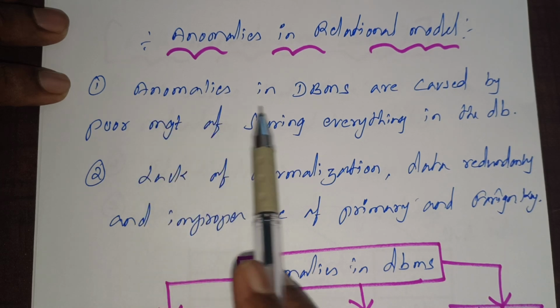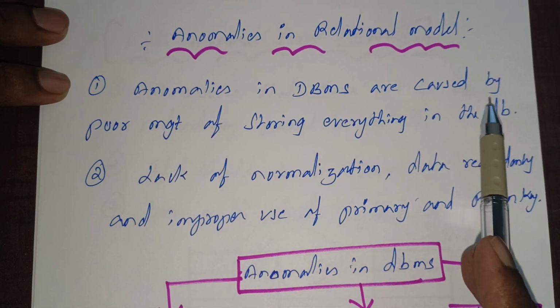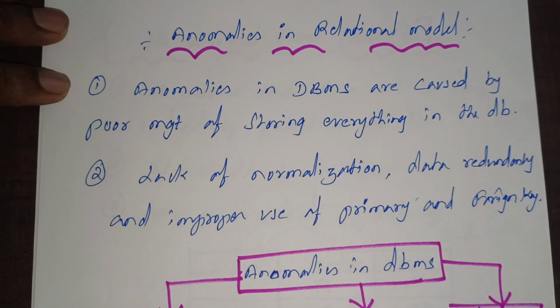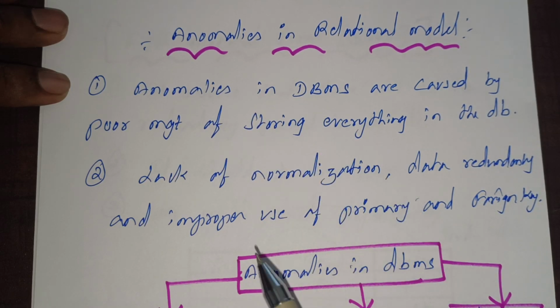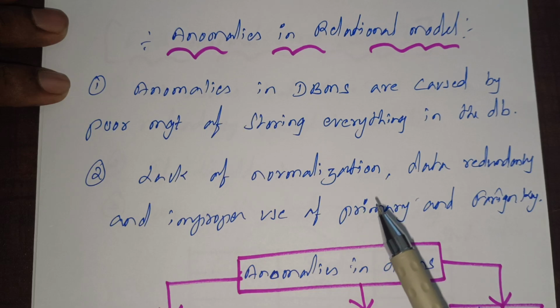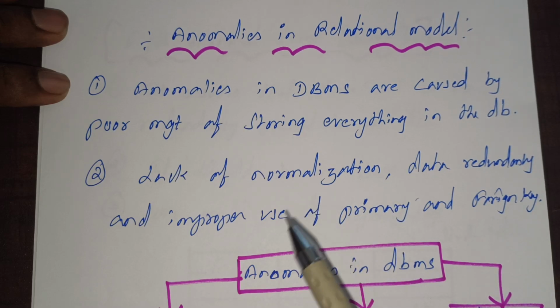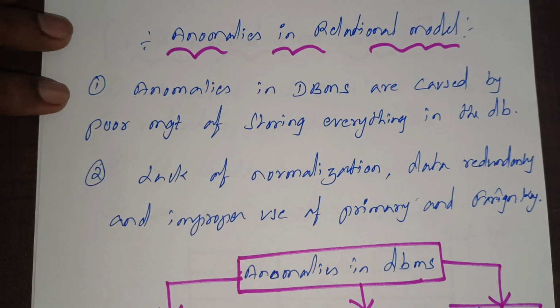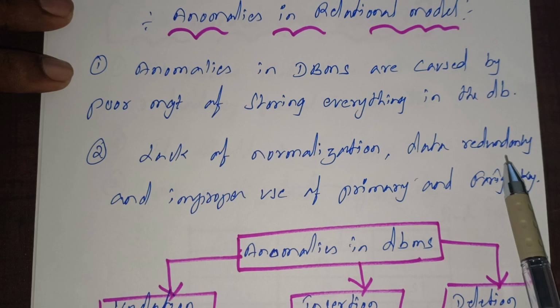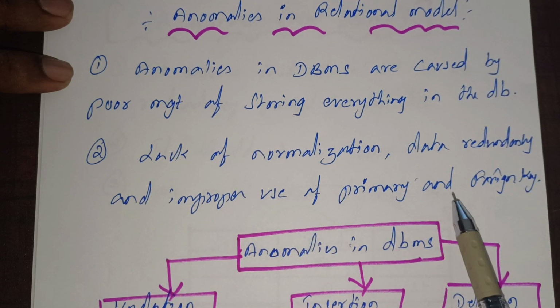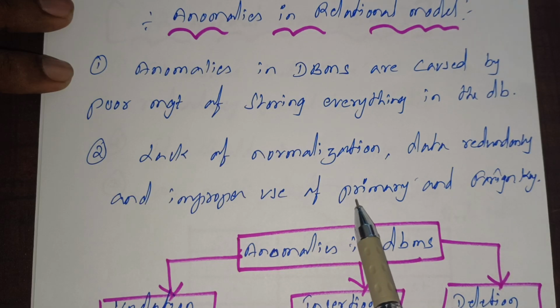Basically, anomalies in a database management system are caused by poor management of storing everything in the database. These are the irregularities or errors that occur when the data is poorly organized, usually when everything is stored in a single table. That may lead to poor management, caused by lack of normalization, data redundancy, and improper use of primary and foreign keys. Here we can see the key factor: primary and foreign key.